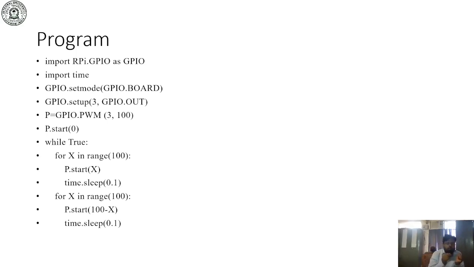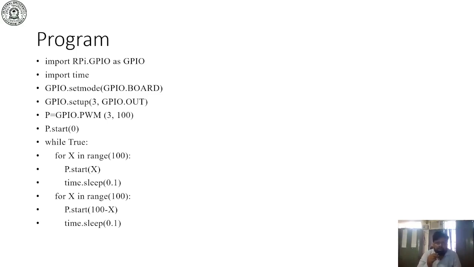While True, because we are using the infinite loop, the brightness will increase gradually and decrease, then increase, then decrease. And this will go in an infinite loop. That's why while True shows that we are using the infinite loop.